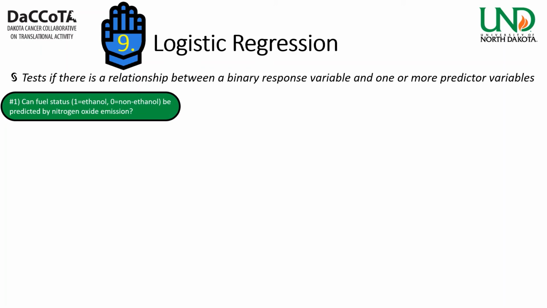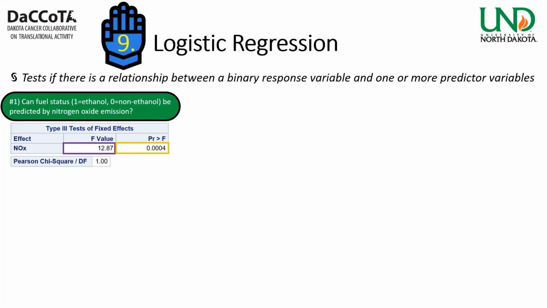So let's look. Can fuel status, 1 for ethanol or 0 for non-ethanol, be predicted by nitrous oxide emission, a continuous x variable? We find that that was significant. And again, I'm going to do some model selection. It's nice to show that this Pearson chi-squared over degrees of freedom should be about 1, and for logistic regression, it's usually exactly 1 because that's exactly what it is with binary data. So that's a good fit.